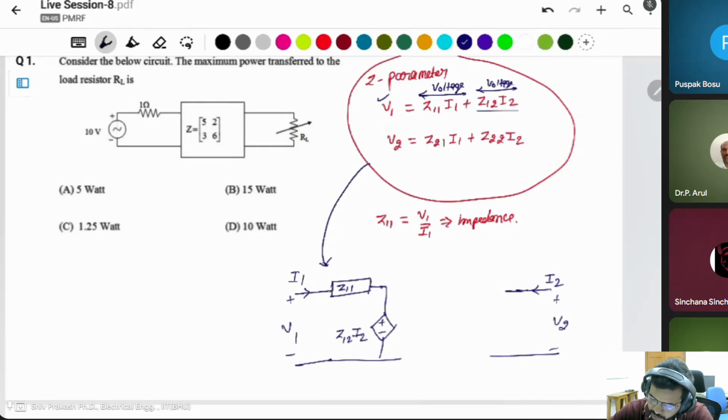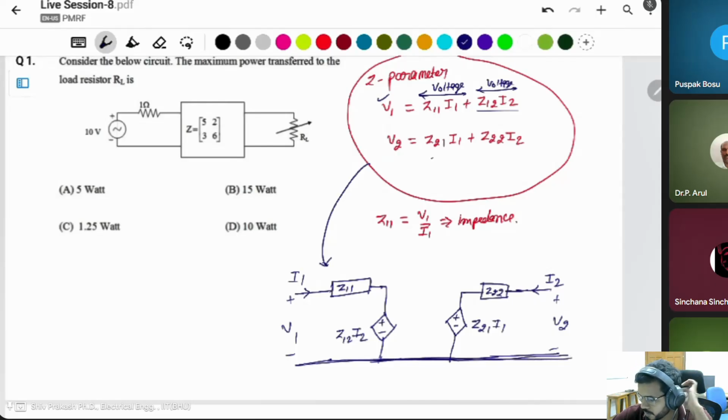If you apply KVL here, you will get V1 is equal to Z11 I1 plus Z12 I2. The first equation is completed. Then the second equation is for V2 and I2. There is another impedance Z22, then a voltage source which depends on the primary side current, Z21 I1. We simply connect it like that. This is the circuit.